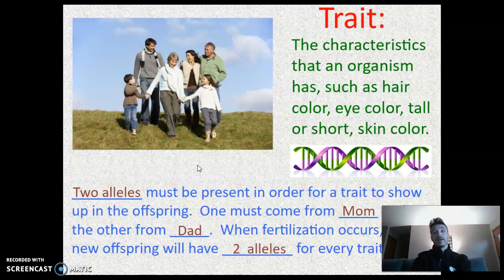Now this is where the concept of dominance and recessiveness shows up, because most times you're not going to express both alleles, right? We're not going to see physically both of these gene variations you have. One is going to show up over the other, in most cases.